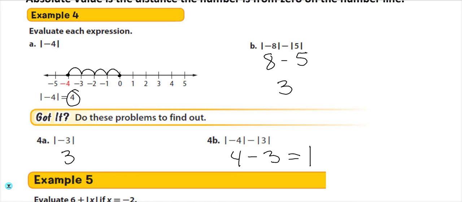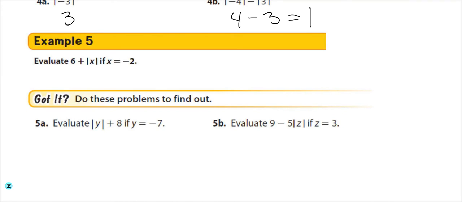Next, we're going to evaluate. And evaluating just means to plug some numbers in, okay? So let's take a look here at the first one. So it says, evaluate 6 plus the absolute value of x if x equals -2. Well, they told us what to plug in. So they want us to do 6 plus the absolute value of -2. All right, so we know 6 is obviously 6. There's nothing wrong with it. It's good to go. But we need to figure out what the absolute value of -2 is.